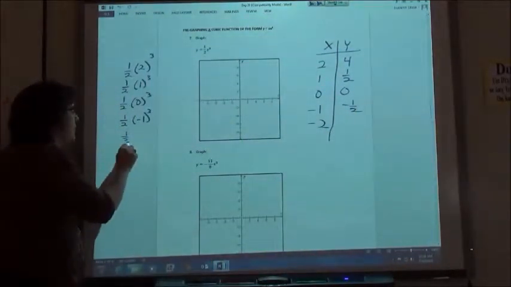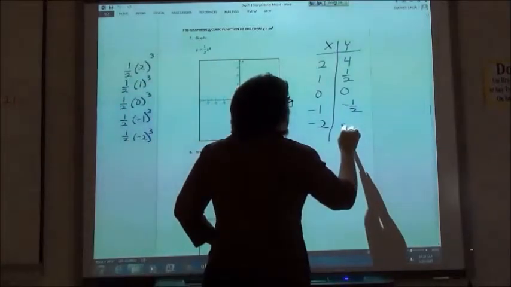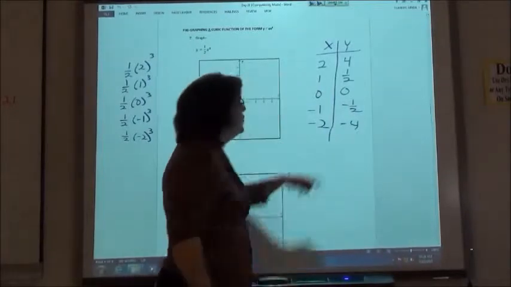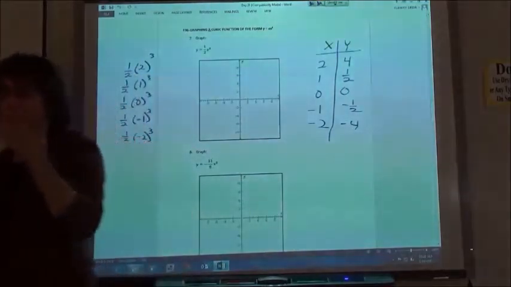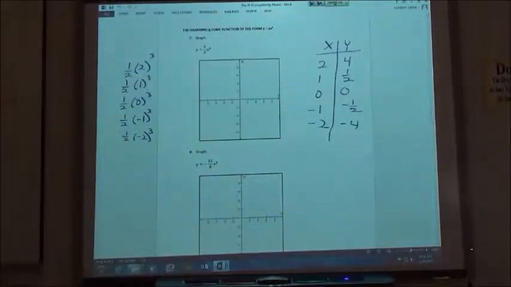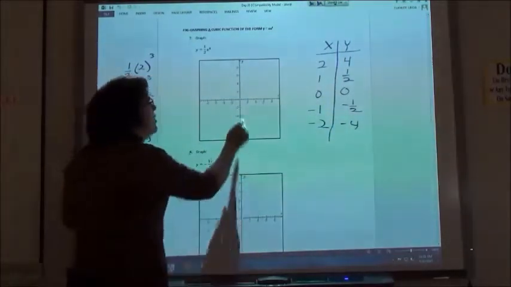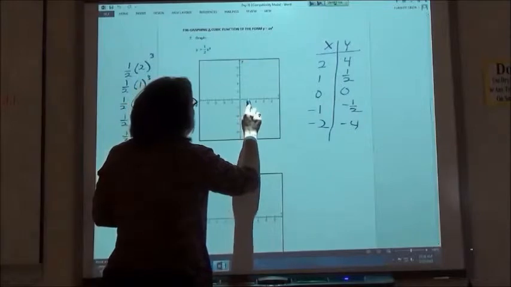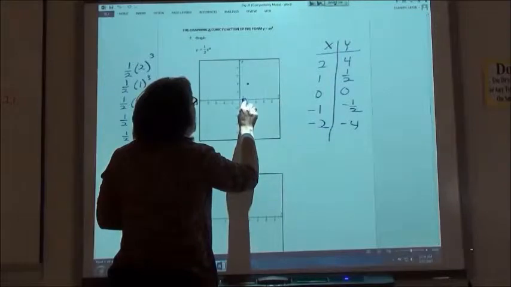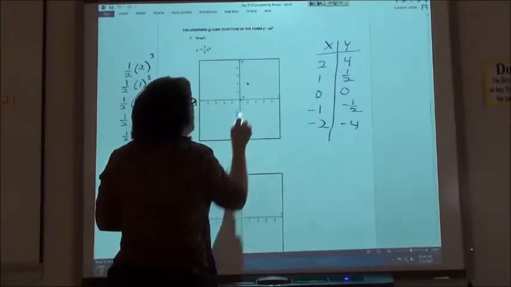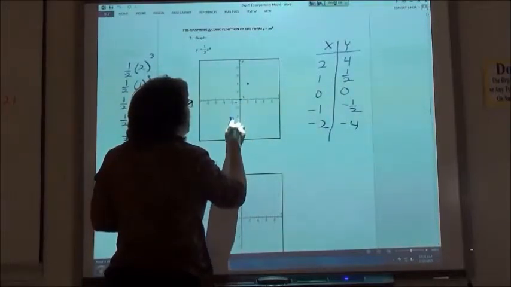And then 1/2 times -2 cubed is -4. So this time, the answers are opposite of each other, because when I cube a negative, it still stays negative instead of turning to a positive. So then we're going to plot those points. Again, with the fraction, you'd use the plot point tool, but we'll just estimate them. So 2 over up 4, 1 over is only up 1/2, 0, 0, and then -1 is down 1/2, and -2 is down to -4.